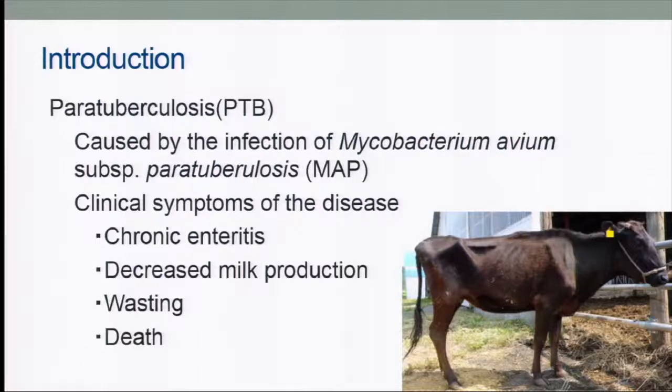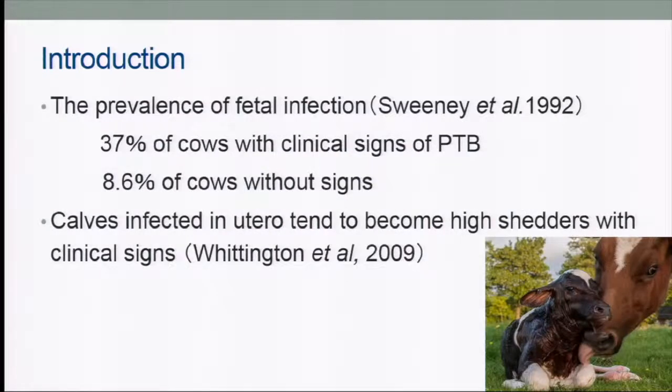Introduction. Paratuberculosis is caused by infection with Mycobacterium avium subspecies paratuberculosis. Clinical symptoms of the disease are chronic enteritis, decreased milk production, wasting, and eventual death. There is abundant evidence of fetal infection via intrauterine transmission of MAP.